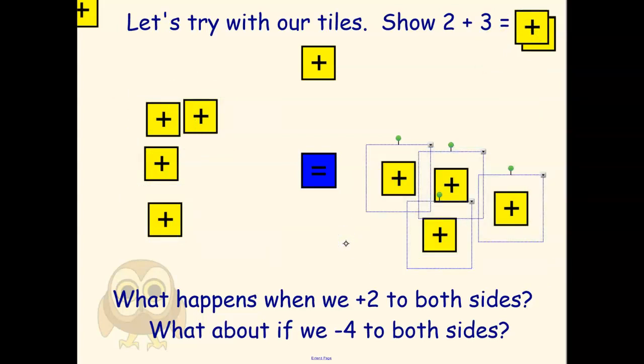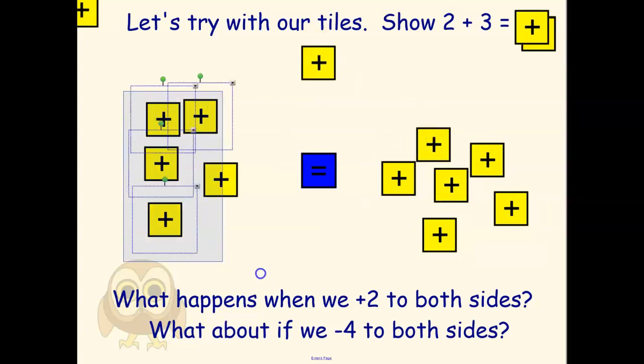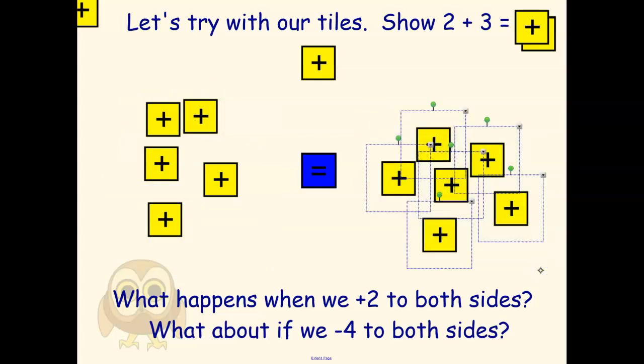So everything's cool. What if I add 1 to this side and I add 2 to this side? Well, now I have 5 over here and I have 6 over here. So they're not equal. So again, we see if we want to keep them equal, we have to do the same thing to both sides.